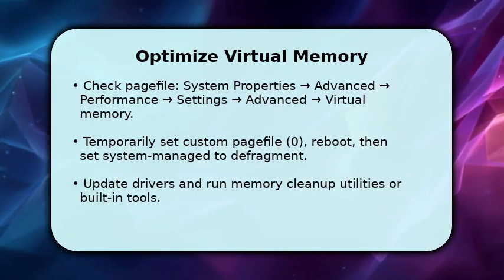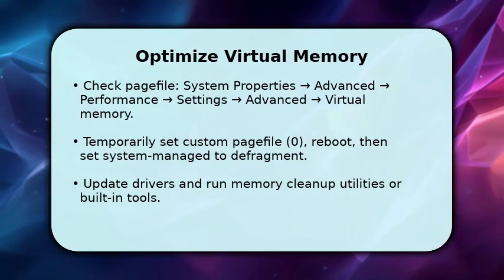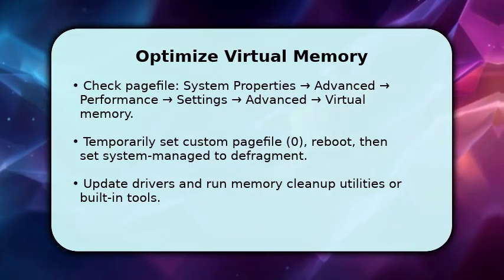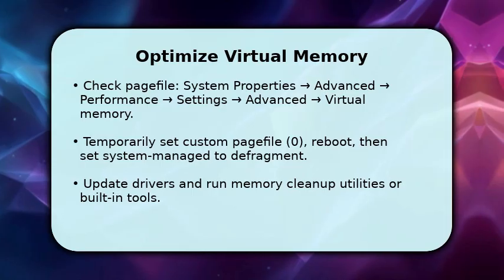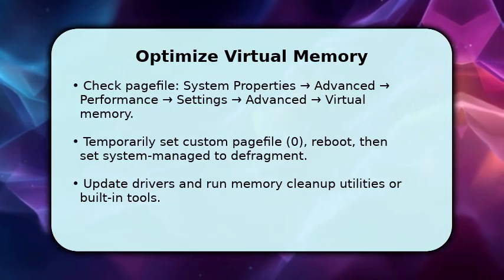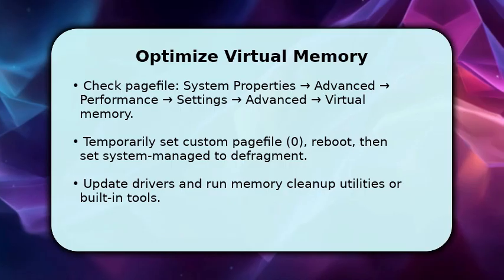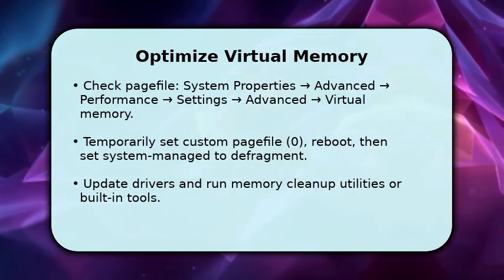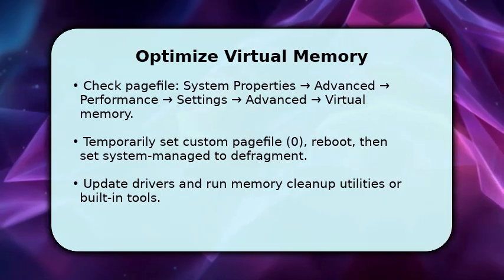Open virtual memory settings and note current size. Temporarily set a custom page file of 0 and reboot to clear fragmented page file allocations, then set it back to System Managed to recreate a contiguous file. You do this because a fragmented page file increases disk I/O and slows memory operations.